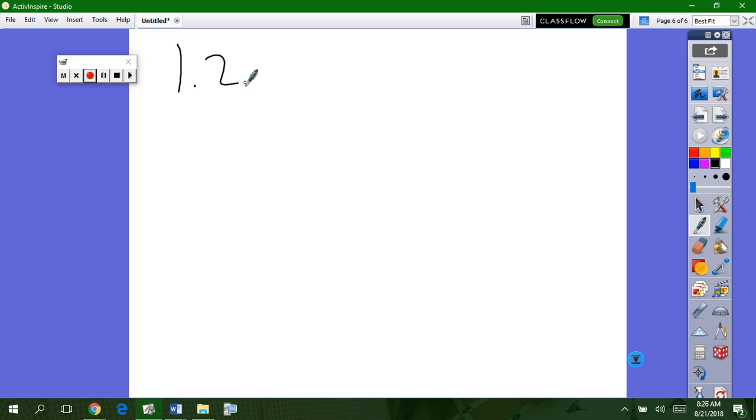Okay, 1.2 is using our words to go ahead and make an equation. Okay, so let's go over some words. What is a good word for the plus sign? What are some words that we use to say that? Addition, okay.